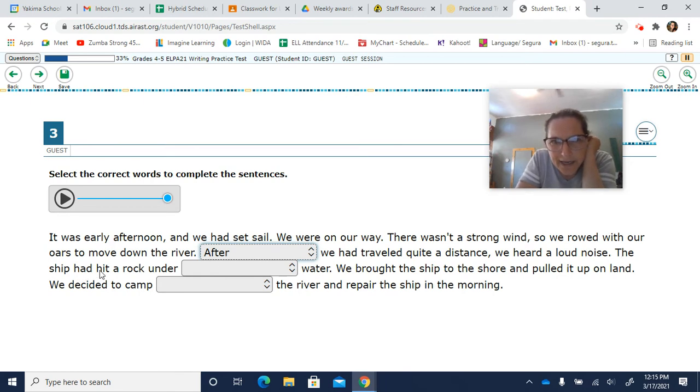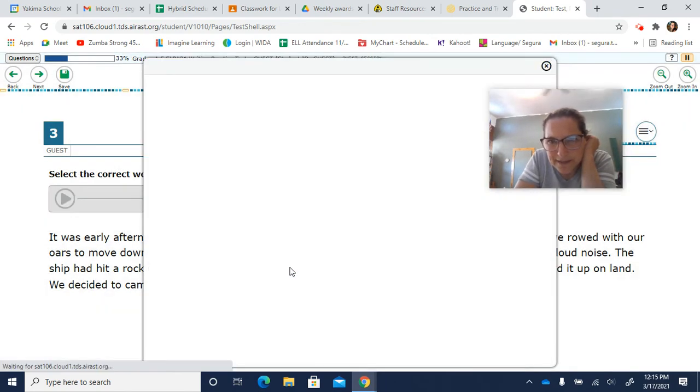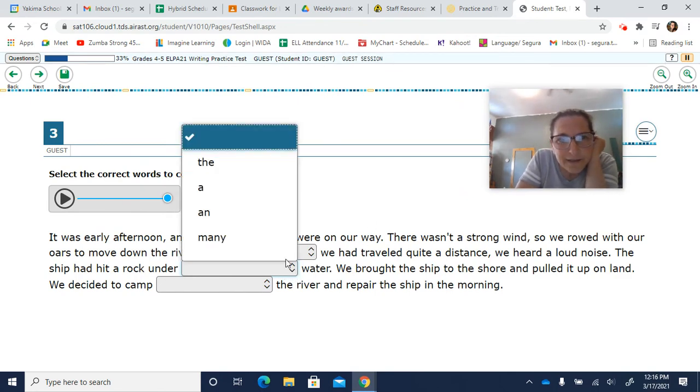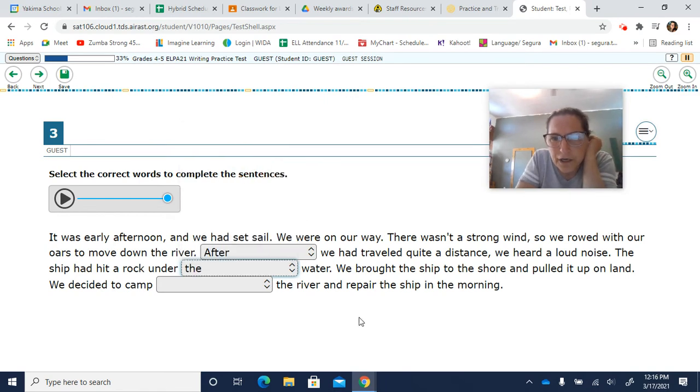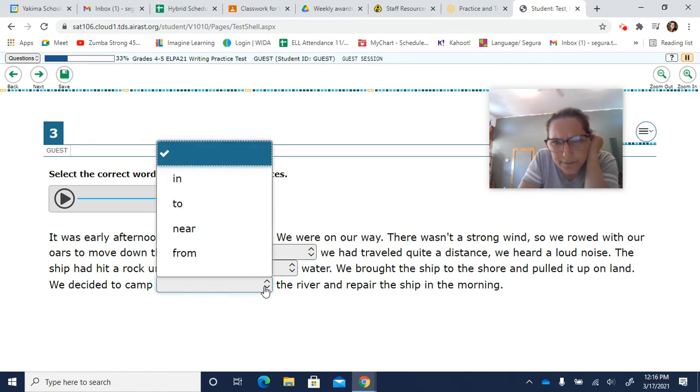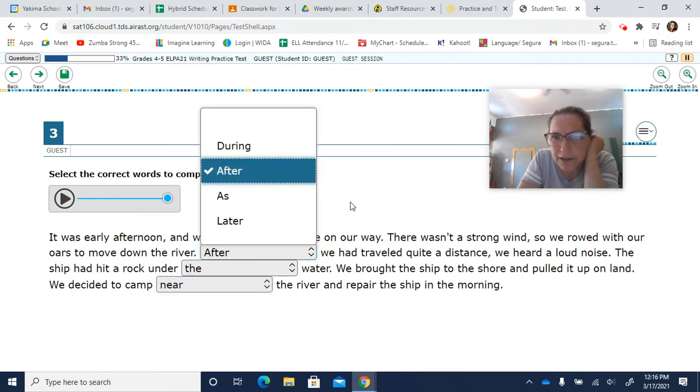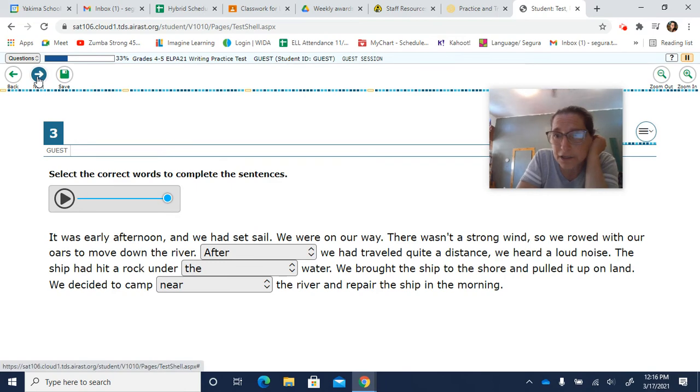The ship had hit a rock under, oops, I hit tutorial, and that's an option too. It'll explain things to you. Under the water. We brought the ship to the shore and pulled it up on land. We decided to camp near the river and repair the ship in the morning. So that kind of shows you your option. You have all these different words. You just pick the one that sounds the best. And when it's highlighted, you've picked it.